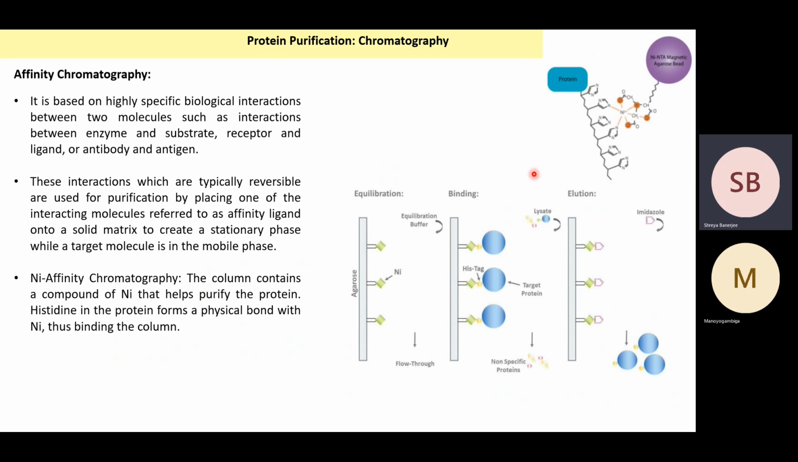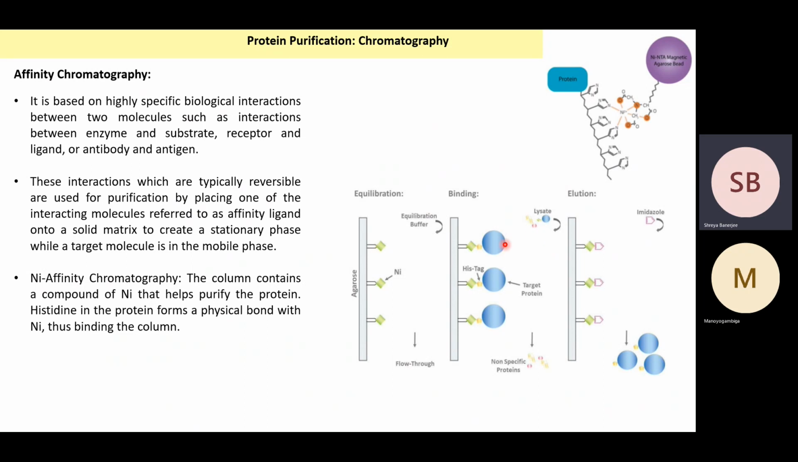In this, you have certain beads which have a nickel substituent, and the beads form the column. And you are adding a protein to which histidines have been added. Now the histidine forms coordinate bonds with the nickel to form this hexavalent complex, and it will get stuck. So the protein having the histidine tag will get stuck to the column, while other proteins will flow out.